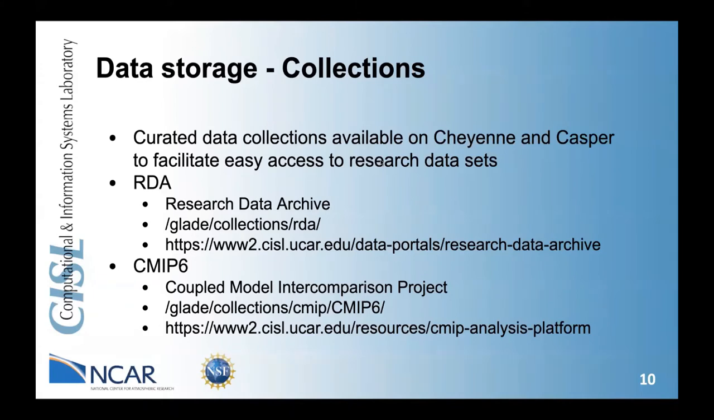Two of the main data sets, there's quite a few things out there, but two of the main ones to mention are RDA, which is the Research Data Archive. If you want more information about Research Data Archive, you can go to that link below. And that's available on Cheyenne and Casper at Glade Collections RDA. And also the CMIP6 data sets are available also on Cheyenne. So that's the Coupled Model Intercomparison Project. Again, if you want more info at that link below, but it's also mounted at Glade Collections CMIP6.